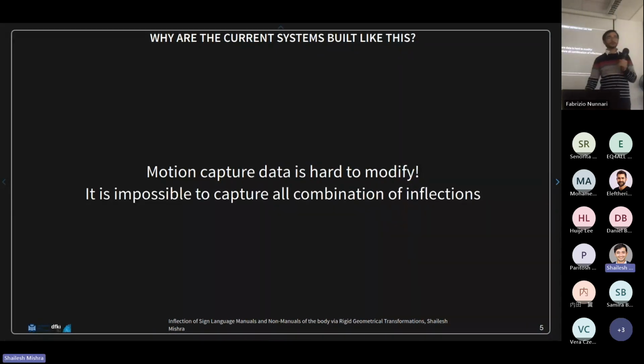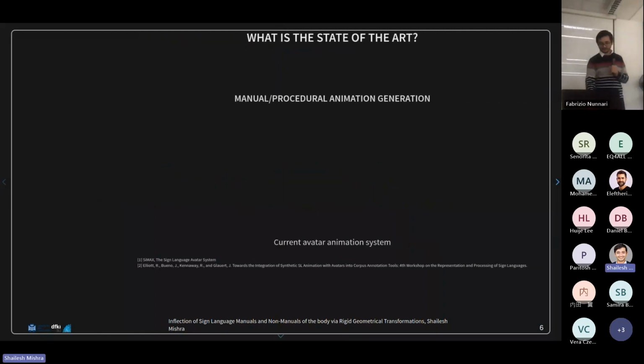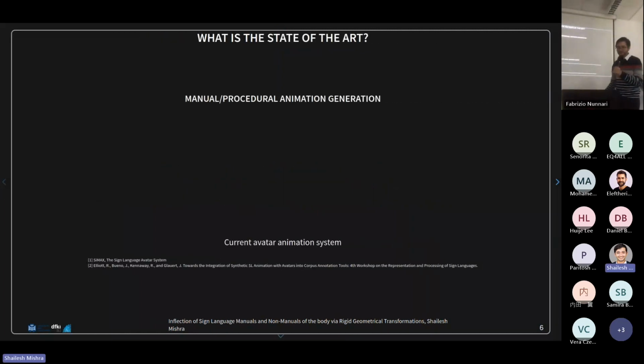Next, it is impossible to capture all possible combinations of inflections. Like if you want to point in 16 directions, then you have to capture it in 16 different ways. And it just gets expensive if you do it for all different glosses, right? So what can we do? What have people tried?